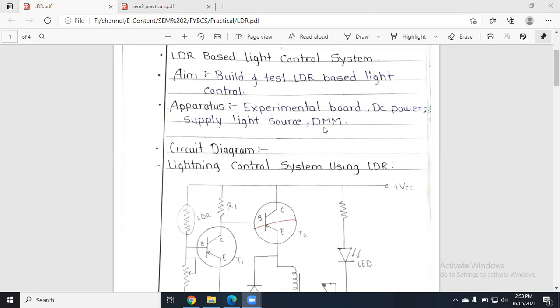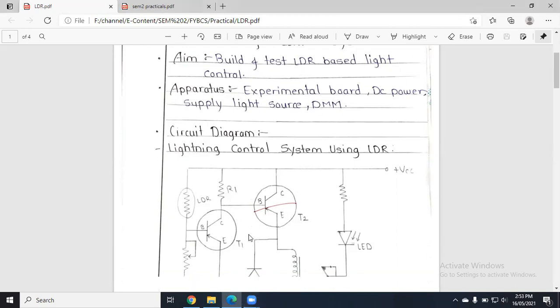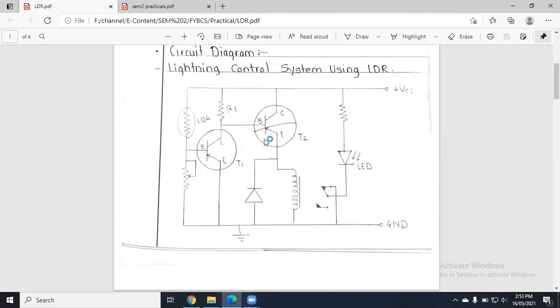Now, once we are done with the aim and apparatus, let's move to the circuit diagram. To understand how to perform this practical, we need to understand the circuit diagram. See this, there are two transistors T1 and T2. There is a correction: the arrow in transistor T1 is an outward arrow. So this arrow is like this.